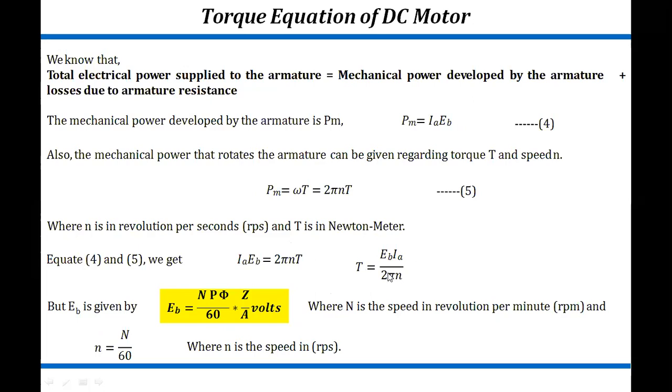When we equate these equations, you will get the torque equal to EB IA upon 2 pi n. But when we are calculating the EMF that is generated or the back EMF, we get the equation N P phi Z upon 60A. These equations you will also need to solve the numericals. This N is nothing but the speed in revolutions per minute.